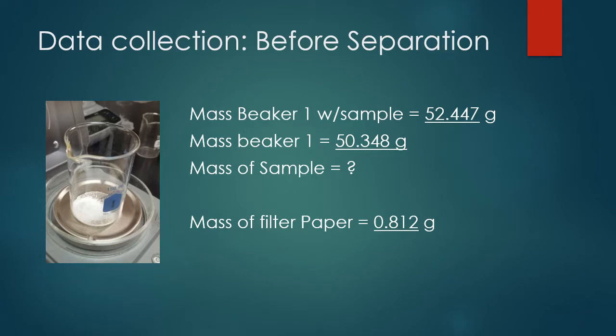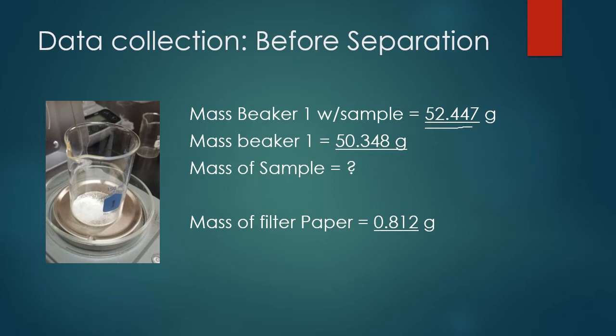Now for the data collection before the separation. We weighed beaker 1 when it was empty. We have the mass of it. Now we're going to add 2 to 3 grams, or it says in your lab manual, between 2.5 and 3 grams, to beaker 1. You can see that in the picture to the left. That is the mixture of the sand and the salt together. We then take the mass of beaker 1 with the sample in it and record that mass. And you'll see that it's 52.447 grams.